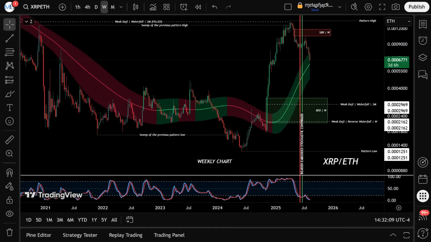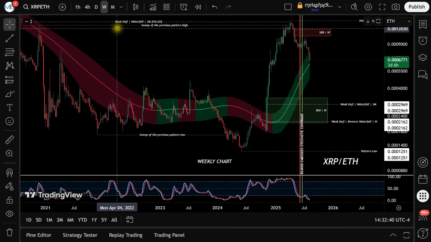Now moving on to the XRP versus Ethereum chart. Currently, I think this is the most important chart to be watching, especially if you're an XRP holder or if you're someone that's looking for the non-Ethereum part of the altcoin season to begin.